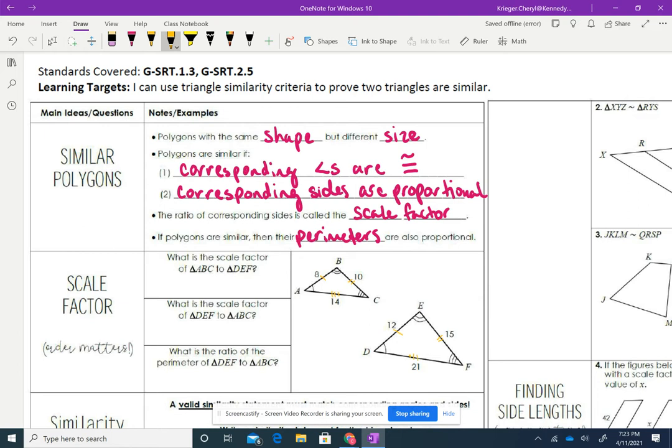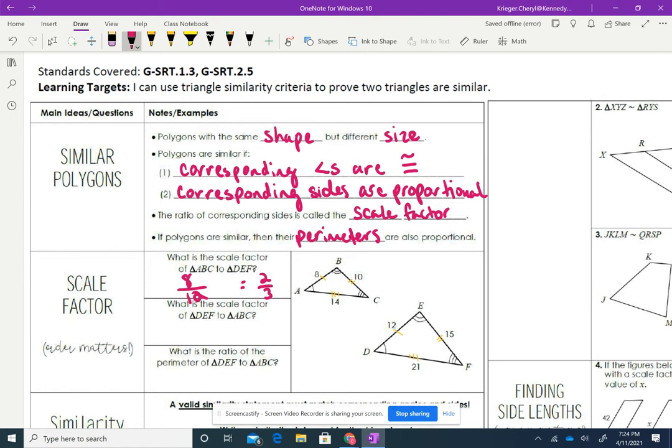Okay, so we can just pick corresponding parts, right? So if I choose side AB, AB would be 8. It corresponds to side DE over 12. So the scale factor of ABC to DEF is 2/3.